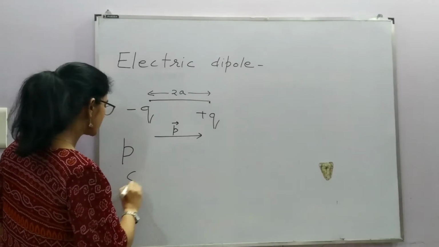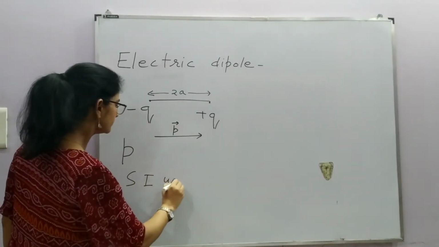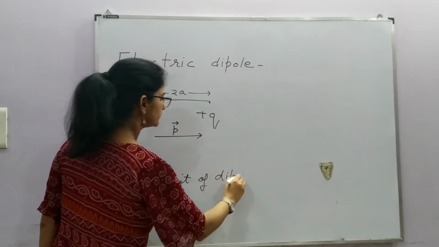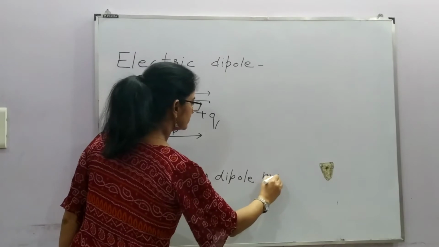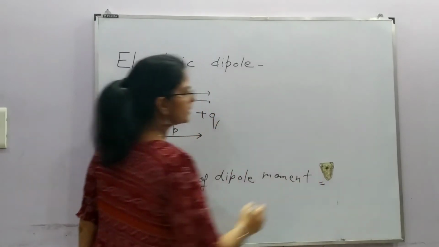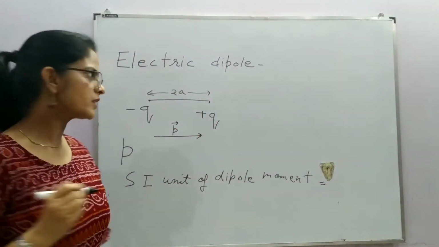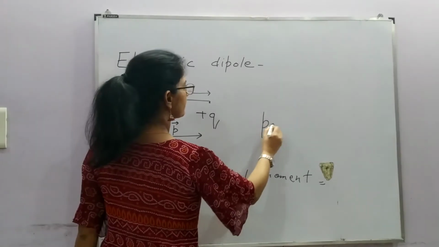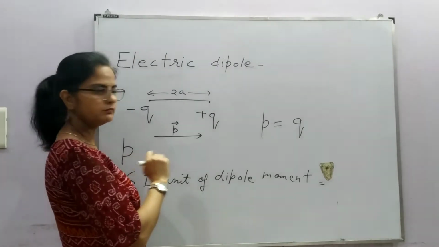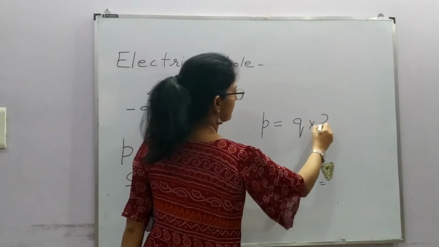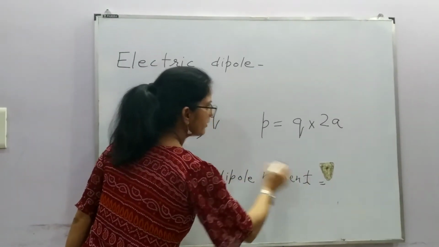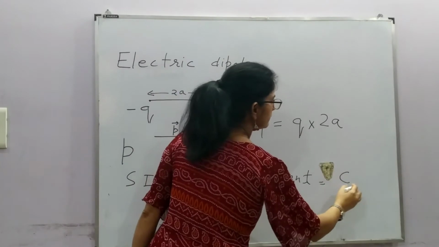Now the SI unit of dipole moment. For this, we need to know the formula for electric dipole moment. So dipole moment is given as the product of either charge of the dipole multiplied by the separation between the charges. So the SI unit of electric dipole moment is Coulomb meter.